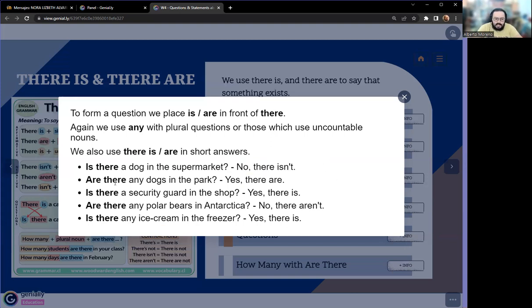No, there isn't. Are there any dogs in the park? Yes, there are. Is there a security camera? Yes, there is. Are there any polar bears? No, there aren't. Is there any ice cream? Yes, there is.